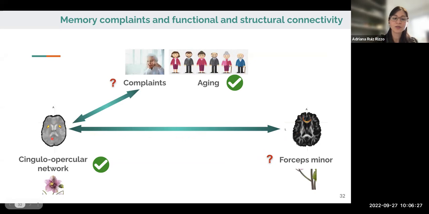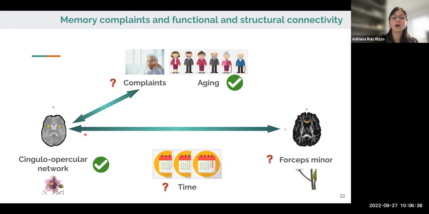We also don't know what the relationship is between subjective cognitive decline, or memory complaints, and the cingulo-opercular network connectivity. And we also don't know about the time frame, like what happens first and what happens next, knowing that this is a dynamic process, both aging and cognitive or memory complaints. So in the next study, in the Connect lab, I tried to integrate all these components.